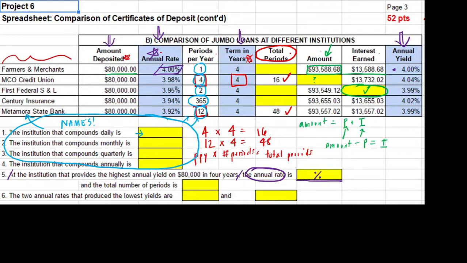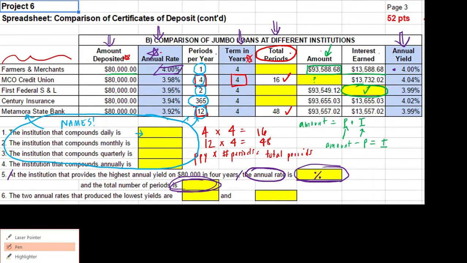You will also need to fill in from that same row, from that same institution, the total number of periods from this column. Total periods, which you have already filled out in the first part of this table. So again, for number 5, you're identifying an institution that provides the highest annual yield. Once you identify that institution, just read the number for their annual rate and then read the number for their total number of periods. Finally, we've got question number 6.